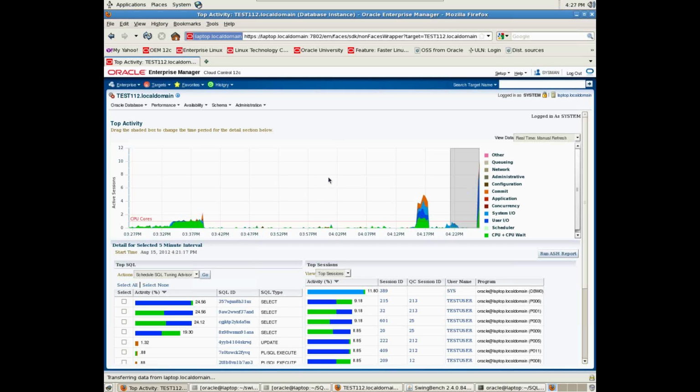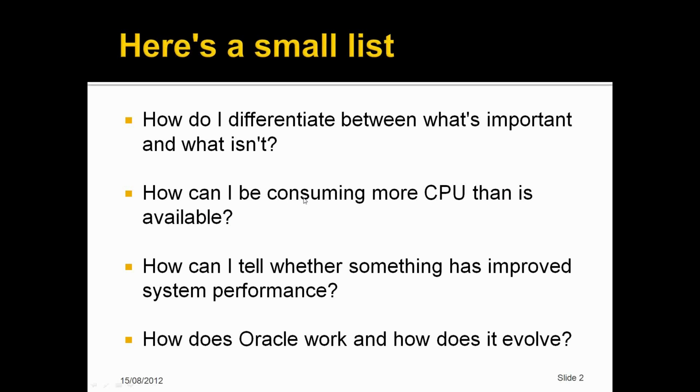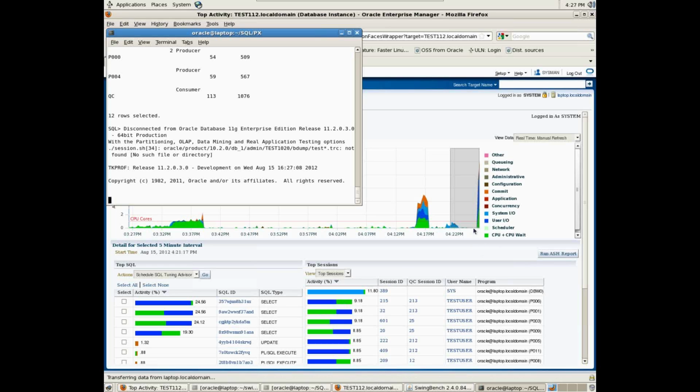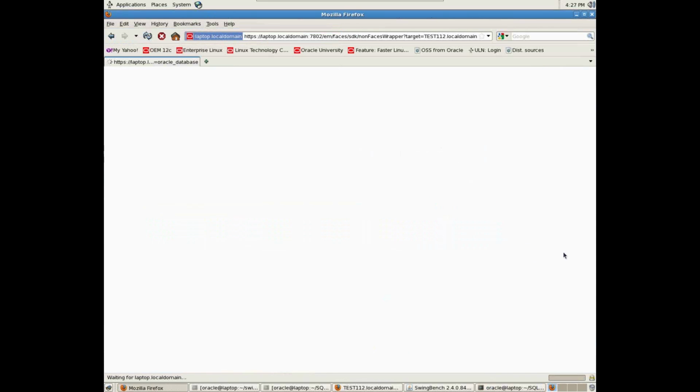Okay, so the next question I wanted to move on to, bear with me, was how can I be consuming more CPU than is available? So if we look at this top activity page here now, and we look particularly at the CPU stuff, just let that refresh for a second.